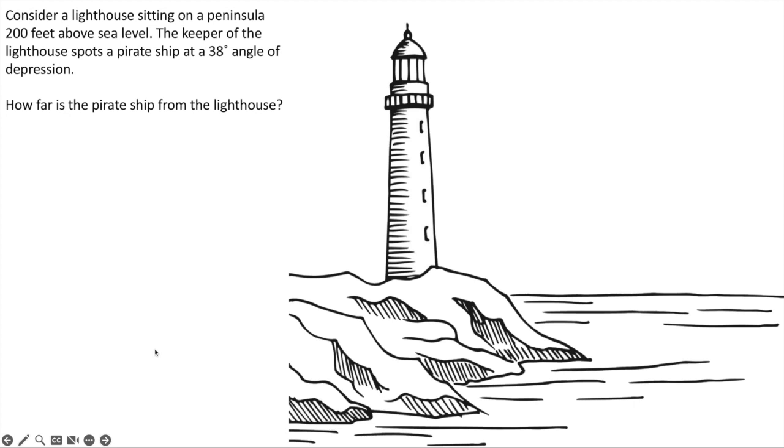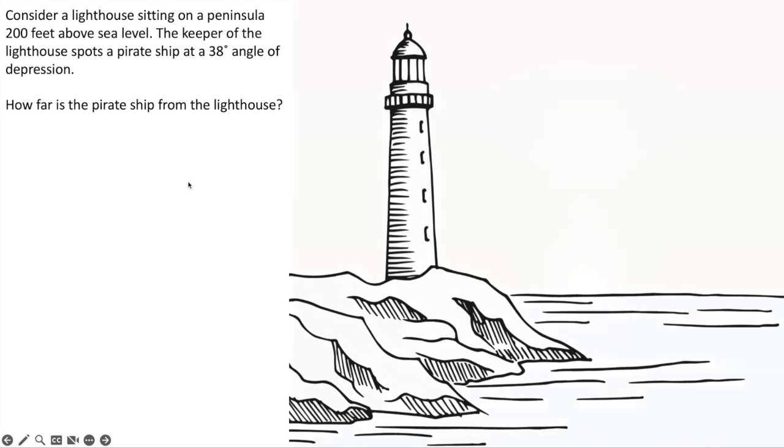So the problem reads, consider a lighthouse sitting on a peninsula 200 feet above sea level. The keeper of the lighthouse spots a pirate ship at a 38-degree angle of depression. How far is the pirate ship from the lighthouse? So the keeper of the lighthouse would be sitting up here at the top, looking out into the sea.